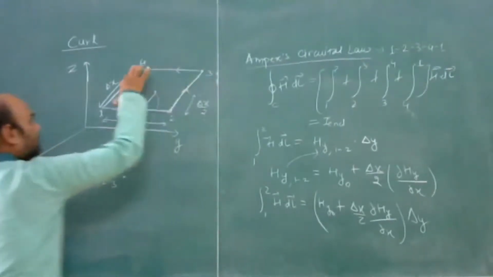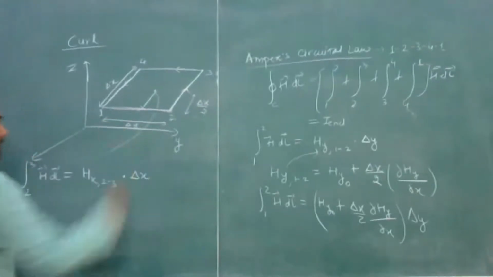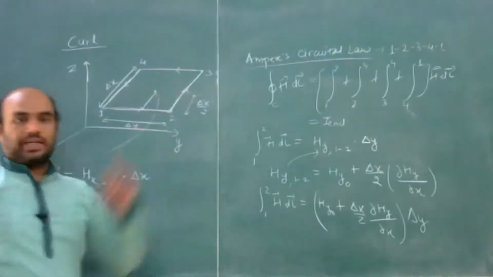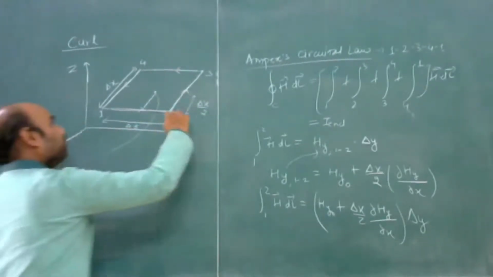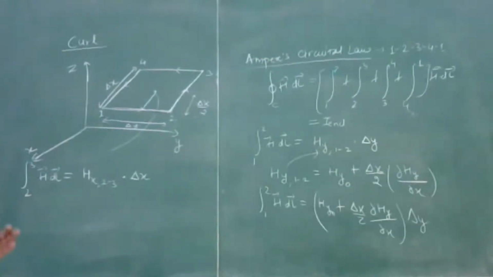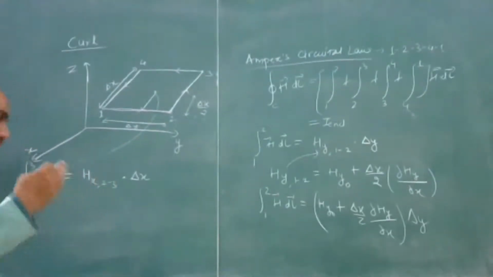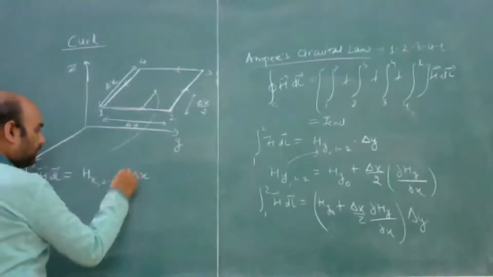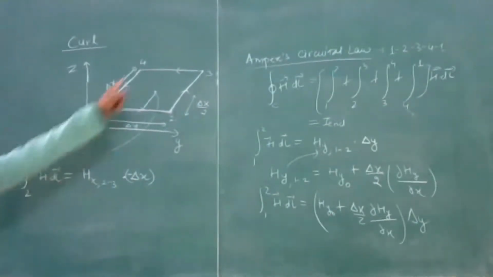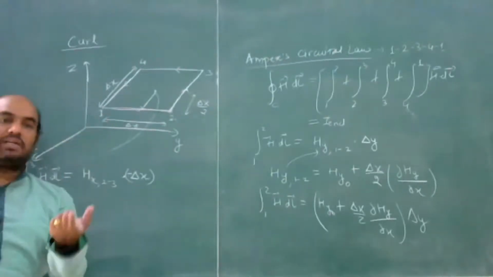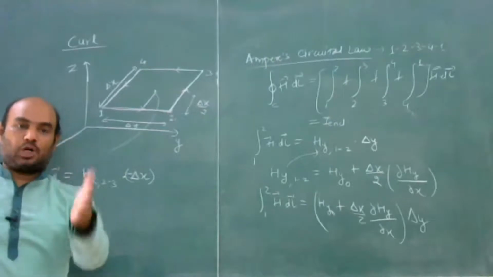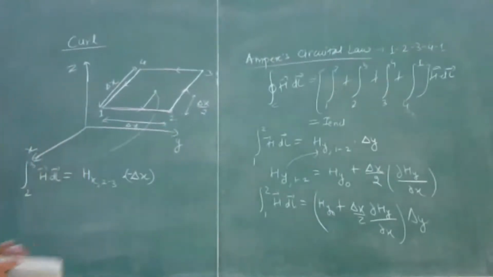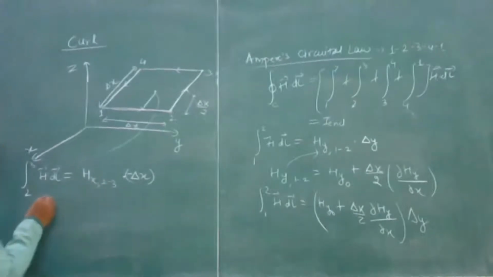So this length is delta x, but it is in the opposite direction. So positive x-axis is this, and we are going from 2 to 3, which is in the opposite direction of the x-axis. So this delta x will be negative. If we come from 4 to 1, it will be positive delta x. Why? Because we are coming from 4 to 1, which is along the positive y-axis. So now we have to find the value of Hx from 2 to 3.